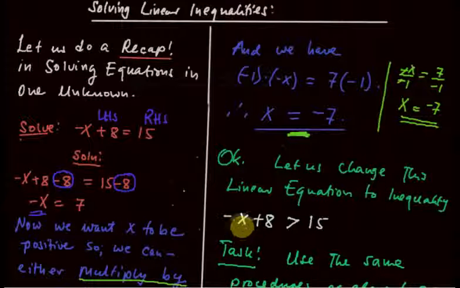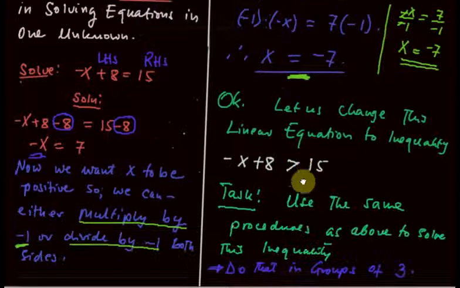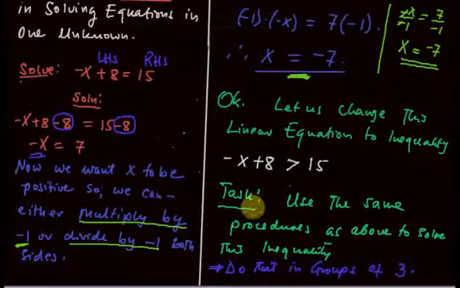Our equation was negative x plus 8 equal to 15. Now we change it to negative x plus 8 is greater than 15, or we can as well say it is less than 15, but we chose this, so we will work on that. So negative x plus 8 is greater than 15. Now it is your turn. You have a task here.